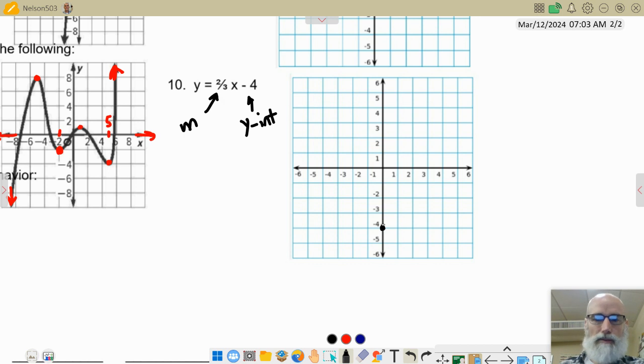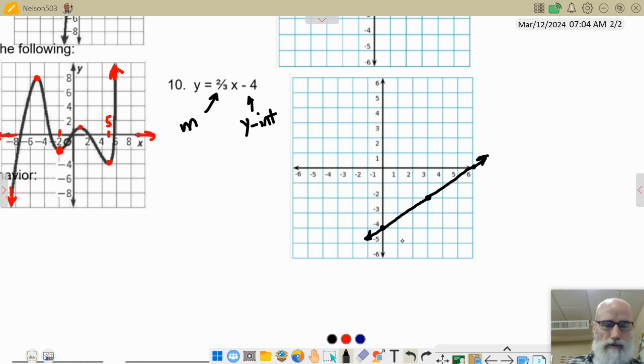So that means you got to go up by 2. 1, 2. The rise is 2, and the run is 3. 1, 2, 3, and put another point down. Now we just want a straight line going through that. We could do another one here. 1, 2, 1, 2, 3, right? So you have a couple points to hit there. And then put a little arrow on the end, and you're done.